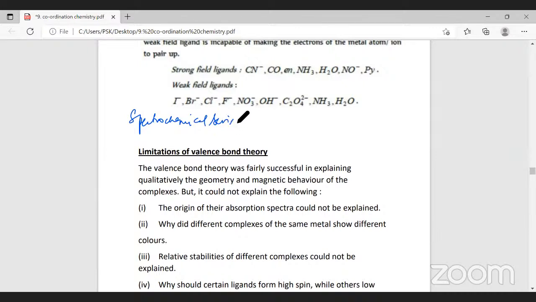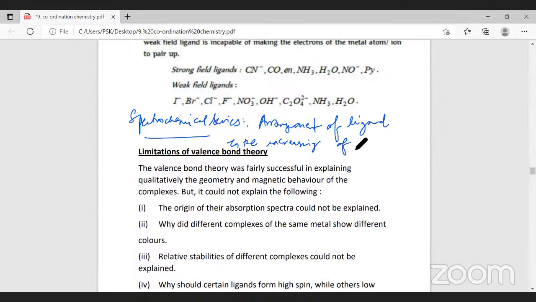A 2-marker: what is the spectrochemical series? This is the arrangement of ligands in the increasing order of their strength, called the spectrochemical series. What is the spectrochemical series? Arrangement of ligands in the increasing order of their strength.